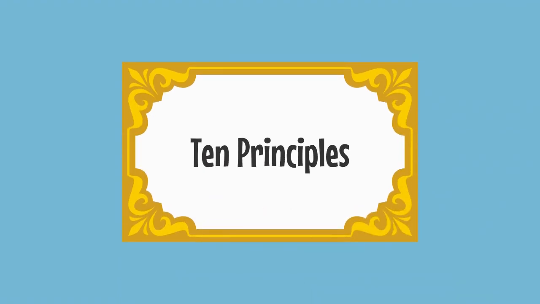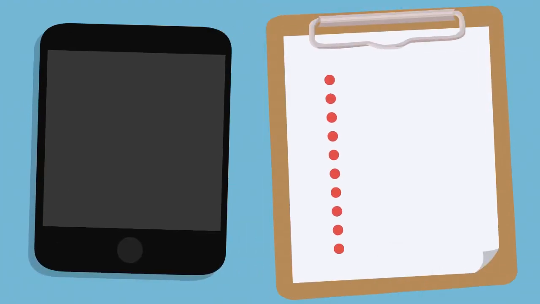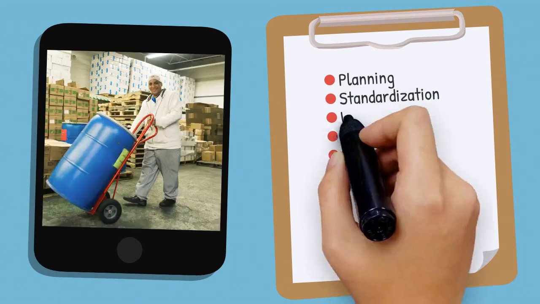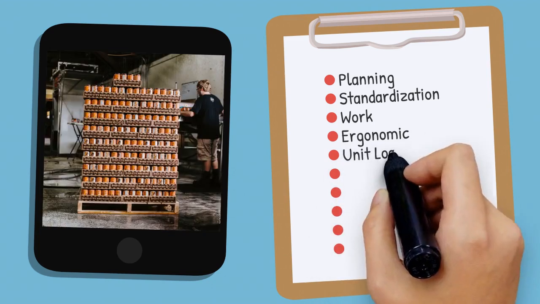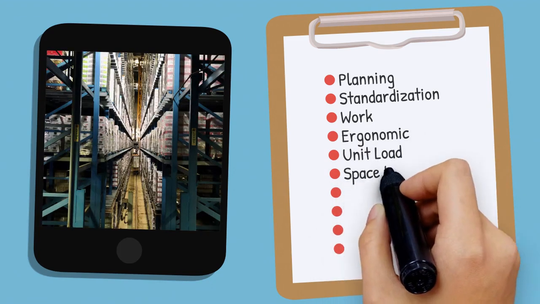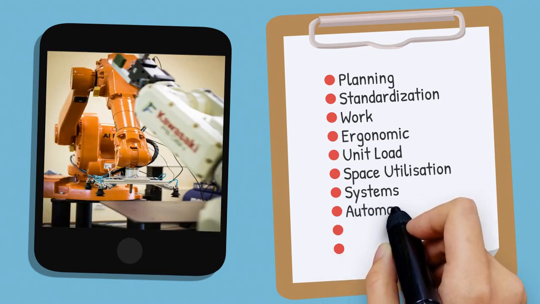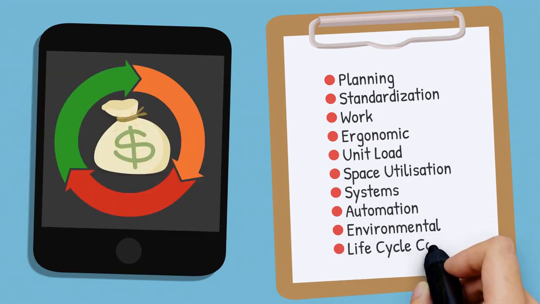There are 10 principles on which this is based. These are planning principle, standardization principle, work principle, ergonomic principle, unit load principle, space utilization principle, systems principle, automation principle, environmental principle, and life cycle cost principle.